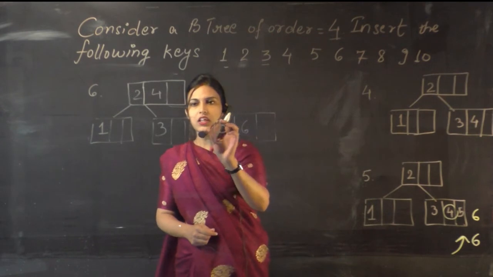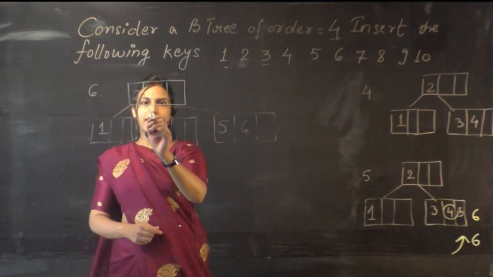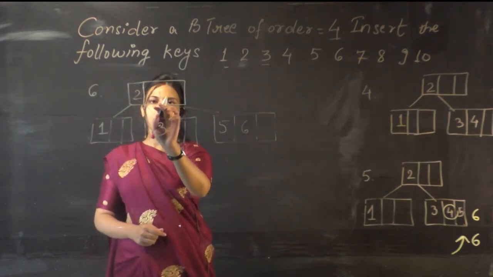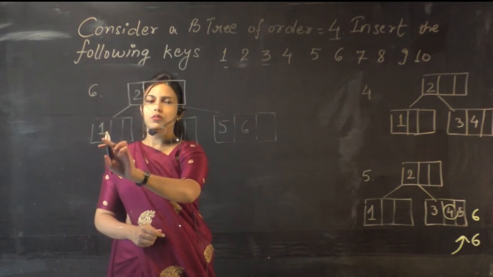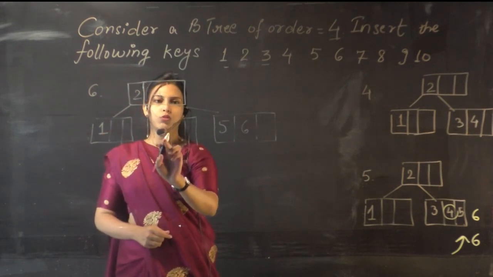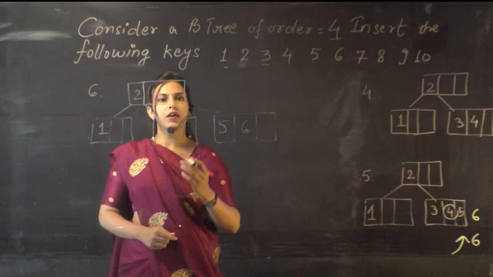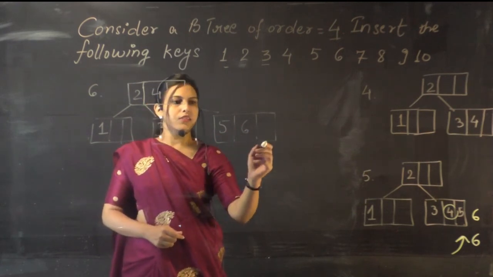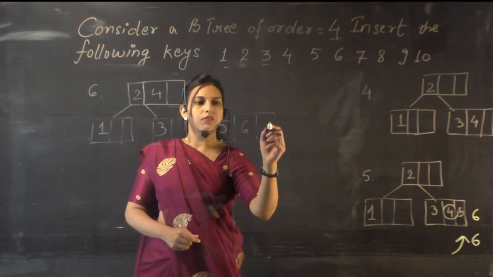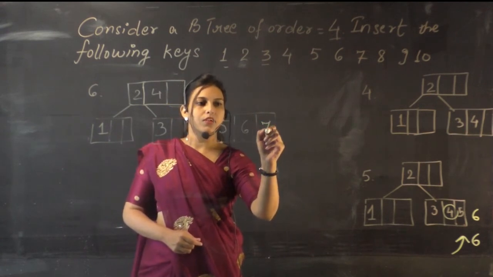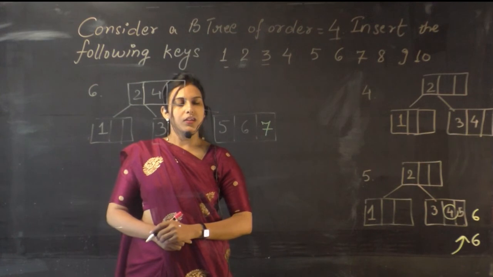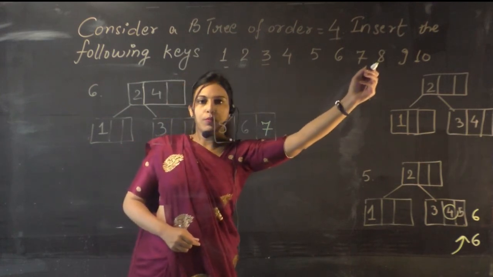So my new tree at the next step will look like this: 2, 4, at the left of 2, 1, at the right of 2, 3, and at the right of 4, 5 and 6, following the BST property. Now in the 7th step, 7th element will be inserted. So we will insert 7 here. Now in the next step, 8th element will be inserted.